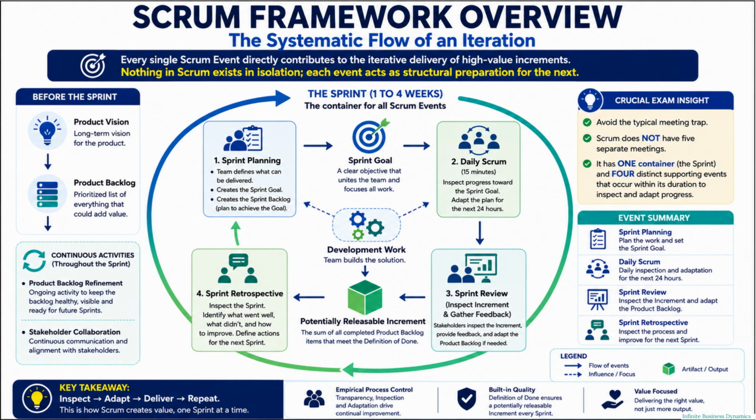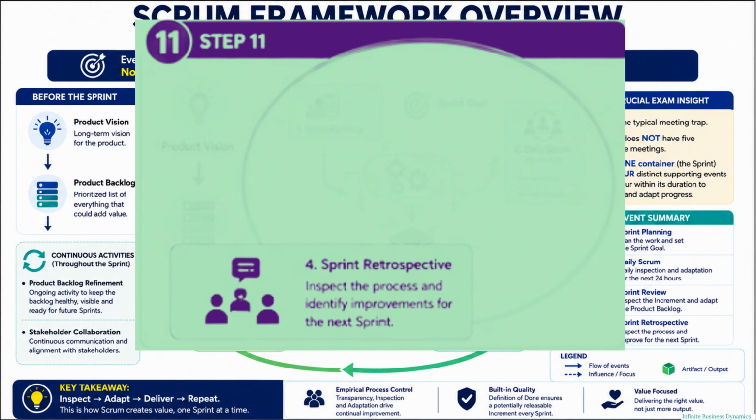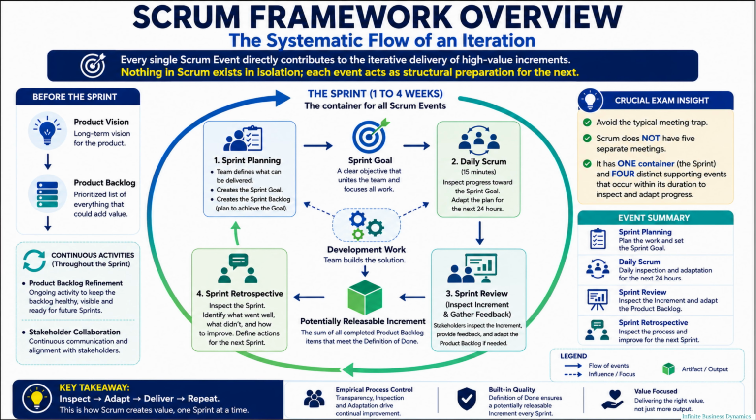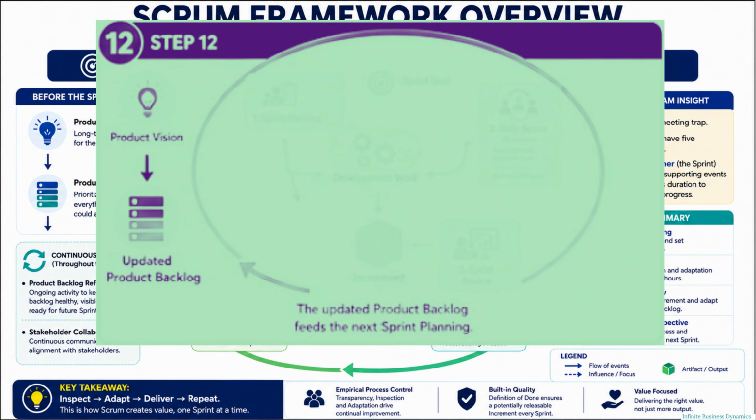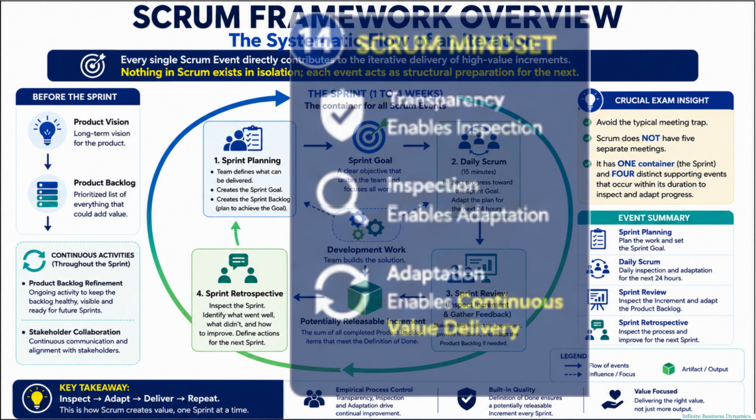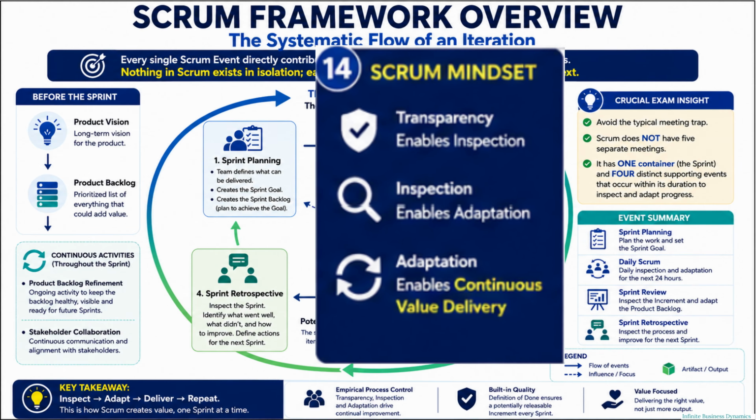After the sprint review comes the sprint retrospective. This event focuses on the team's way of working rather than the product itself. The Scrum team reflects on what worked well, what could be improved, and identifies practical actions to become more effective during the next sprint. In simple terms, the sprint retrospective improves the process. Once the retrospective is complete, the updated product backlog feeds into the next sprint planning session, and a new sprint begins. This continuous cycle allows Scrum teams to inspect, adapt, and deliver value in short iterations.